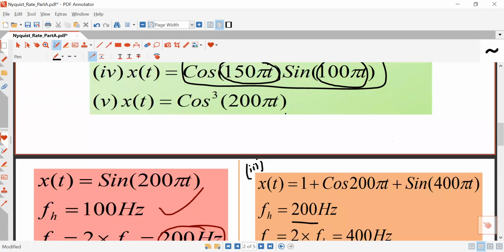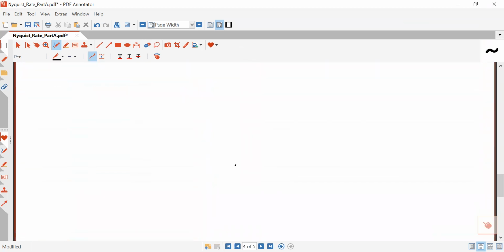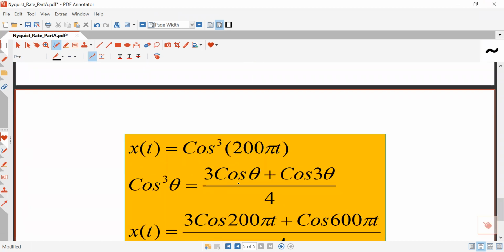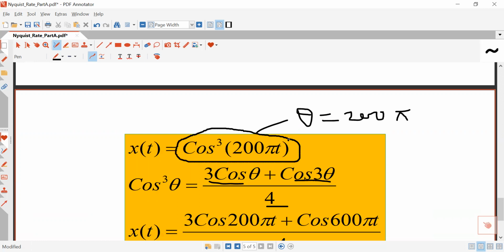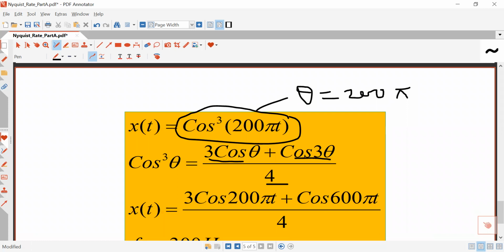And now the last signal, which is x(t) equal to cos cubed 200 pi t. Again there is a need of the concept of trigonometry. Cos cubed theta is basically (3 cos theta plus cos 3 theta) by 4. Here theta is 200 pi t. So by using the concept of trigonometry, you can convert this signal into a sum of two signals.